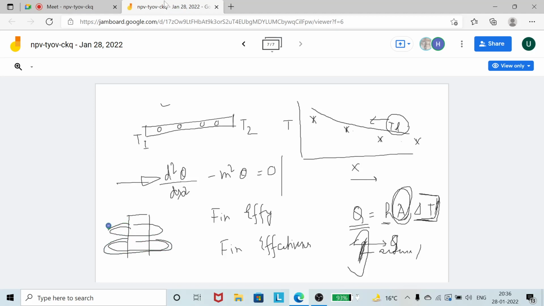So this fin efficiency and fin effectiveness, what is that? Suppose this is the original surface and this is the extra area. So this is the base temperature. Now if everywhere it is the base temperature, then it will have the Q ideal. But actually there is a distribution like this. So that is the Q actual. So Q actual by Q ideal gives you fin efficiency. So what can be the maximum fin efficiency? What is the value it can approach?